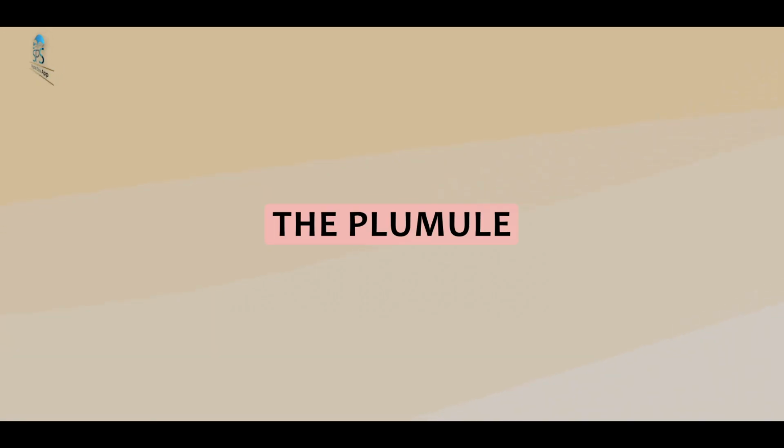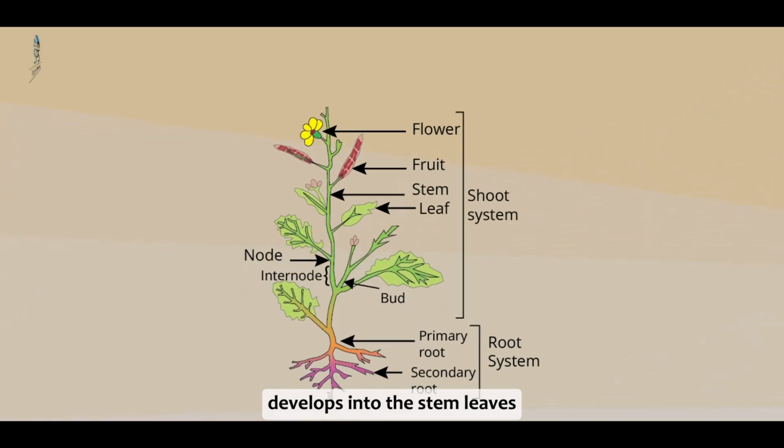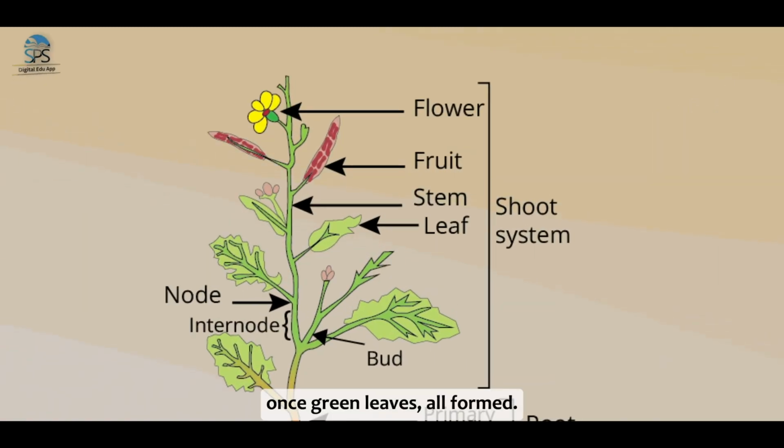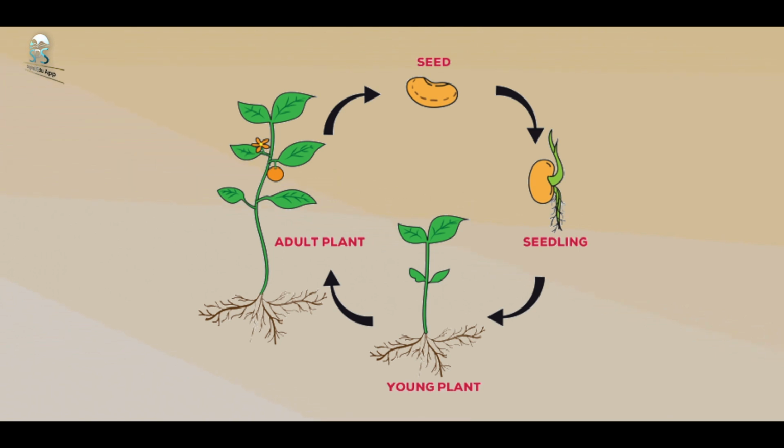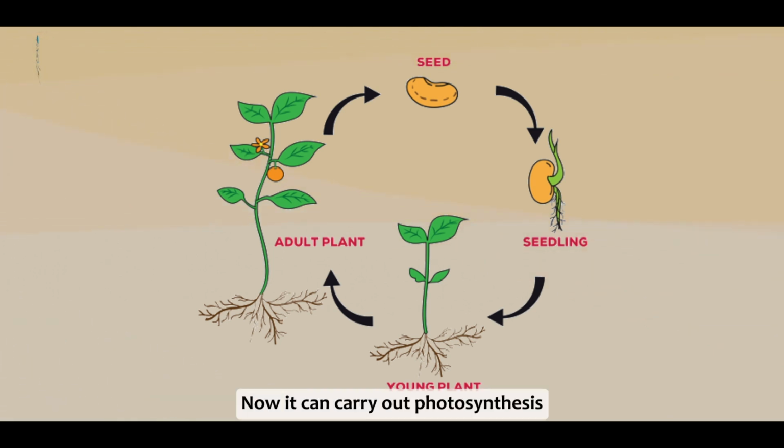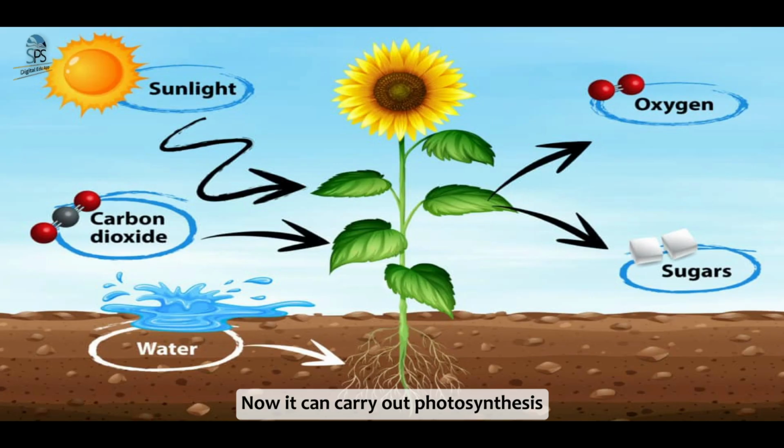The plumule. A small shoot develops into the stem and leaves. Once green leaves are formed, the young plant becomes a seedling. Now it can carry out photosynthesis to prepare its own food.